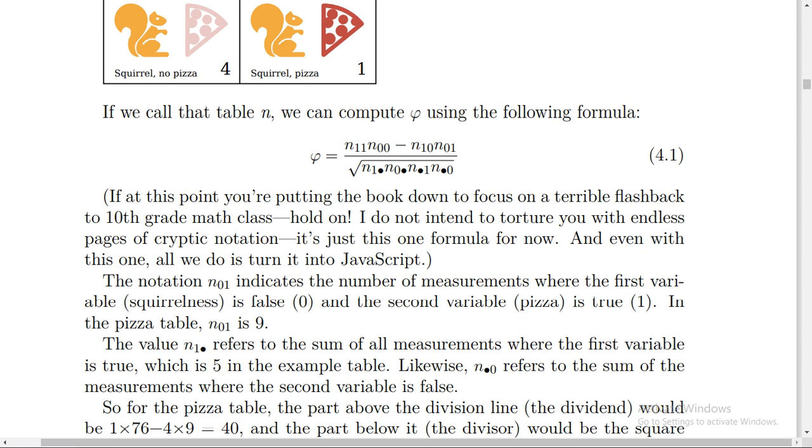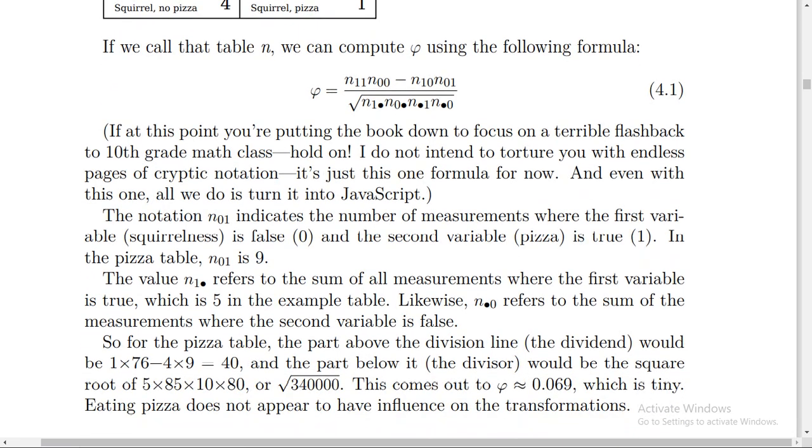The notation n indicates the number, by the way, of measurements, where the first variable, squirrel, is false 0, and the second variable, pizza, is true 1, and n11 in the pizza table is 9. The value n1• refers to the sum of all measurements where the first variable is true, which is 5 in the example table. Likewise, n•0 refers to the sum of the measurements where the second variable is false.